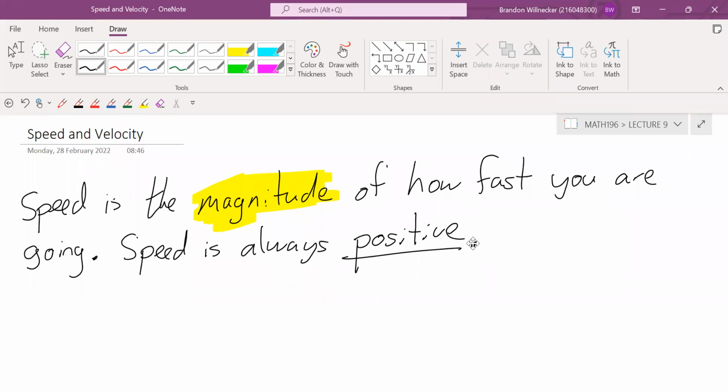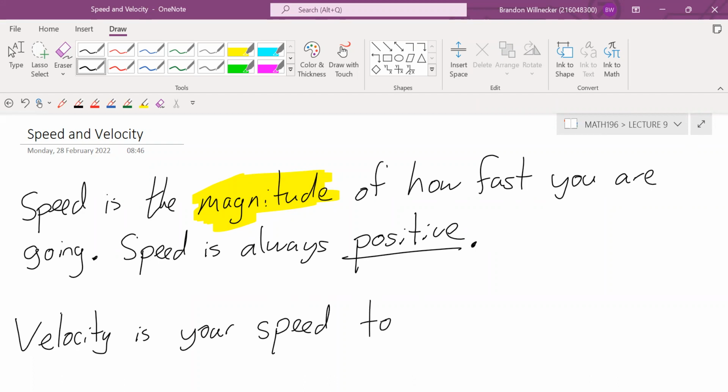Now, if there's any physics students here, you'll know about this one. Velocity is your speed together with the direction.